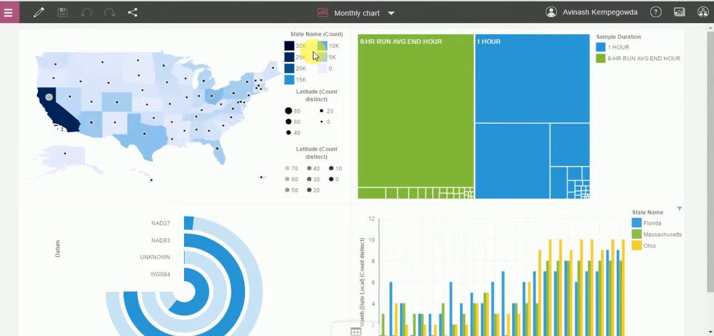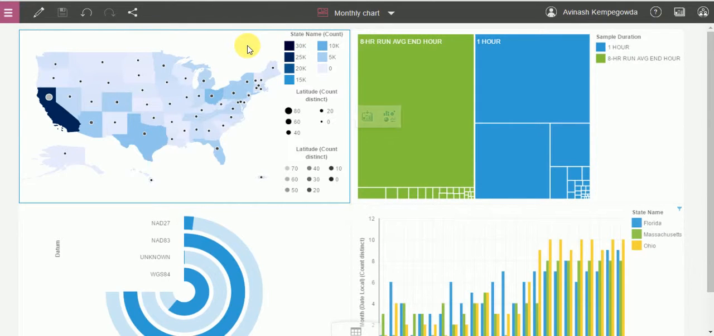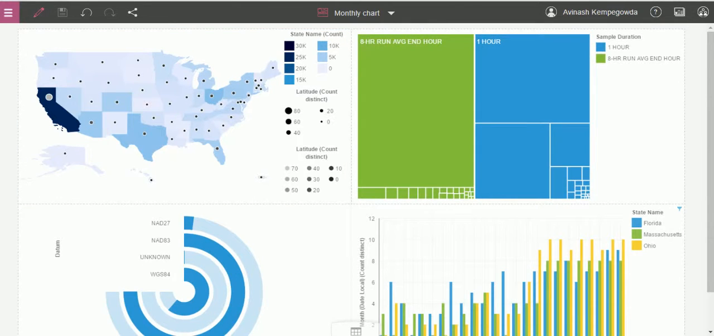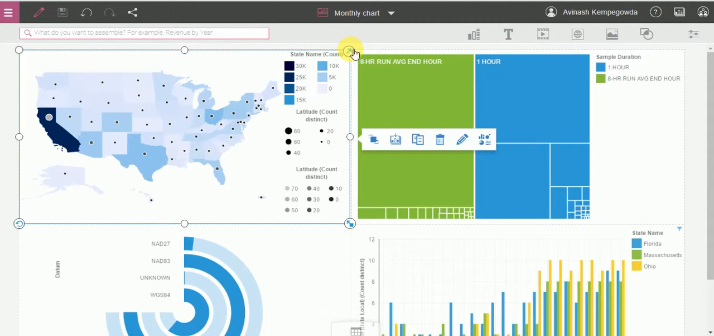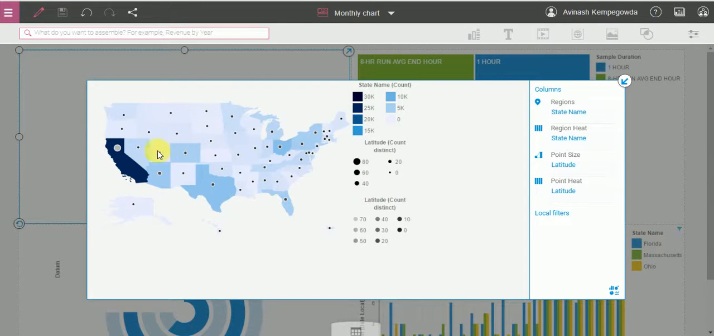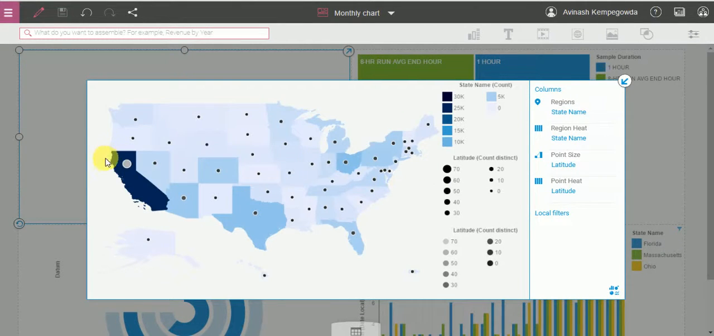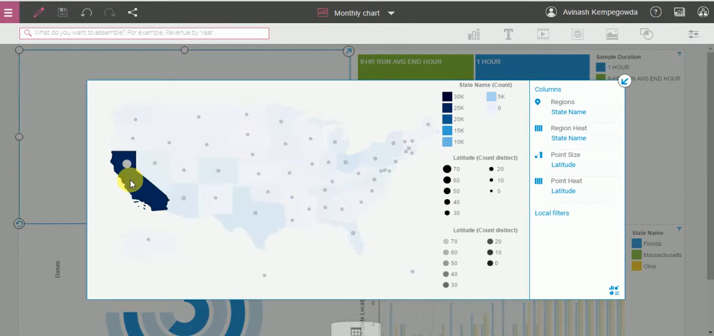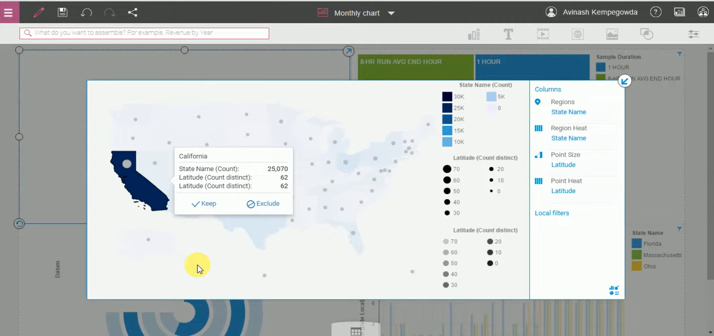Here we have 4 visualizations: the geographical visualization, the heat visualization, the radial visualization, and the column visualization. The geographical visualization tells us about the latitude and the state count, wherein the latitude is high. For example, here we can see that the California state has the highest count of 25,170 with the latitude of 62, and similarly we'll see for the lowest range of the latitude.